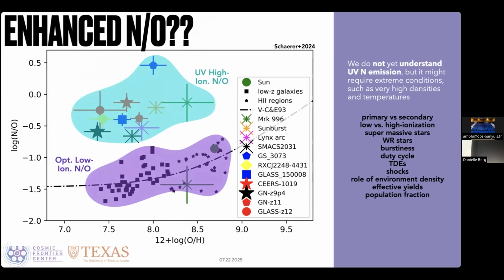These measurements are all coming from ultraviolet high ionization, nitrogen 3 or nitrogen 4 over oxygen 3. And so we're trying to understand a lot of components of this, the primary versus the secondary, the low versus high ionization. Are there supermassive stars at high redshift? What are Wolf-Rayet stars doing? How bursty are things? What are the duty cycles of this nitrogen enhancement? Are there tidal disruption events? What are shocks doing? What's the environment like? Are these really high densities playing a role? What are the effective yields? The population fraction, how common are these galaxies really, or is it just because they're the brightest? What is happening?